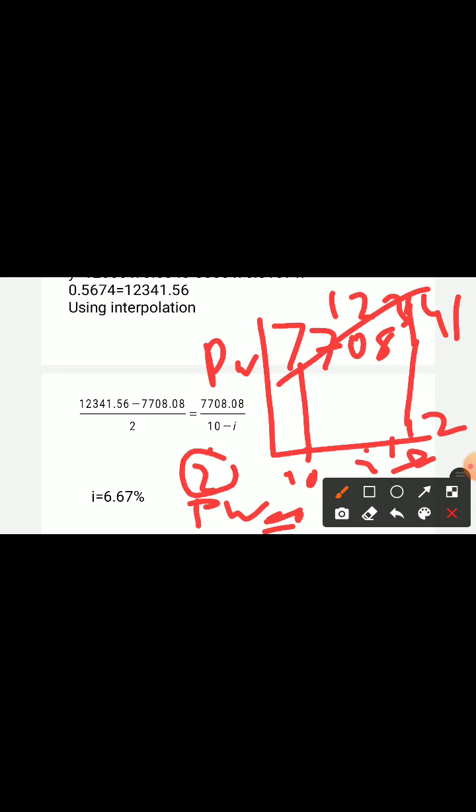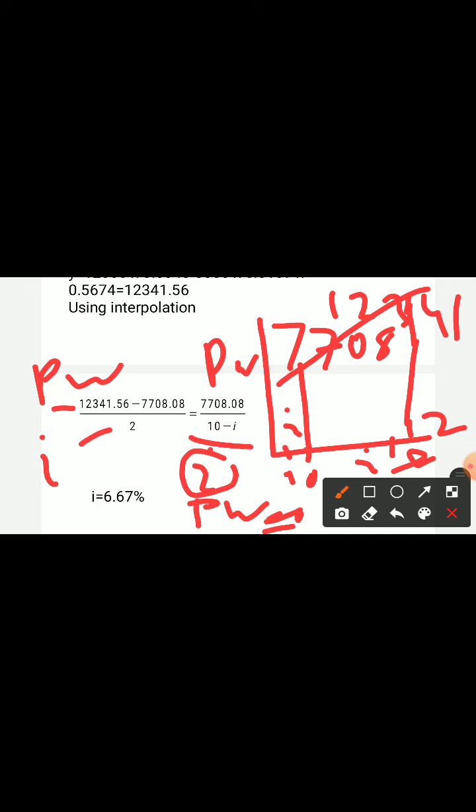So here we consider the interpolation formula like this: 12,341 minus 7,708, divided by the interest rate difference. So this is the present worth difference, and this is the interest rate difference. Now this I value should be towards the left side of the 10% interest, at which PW is equal to 0.